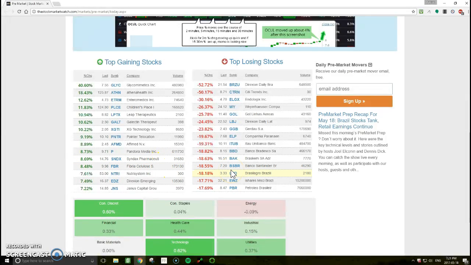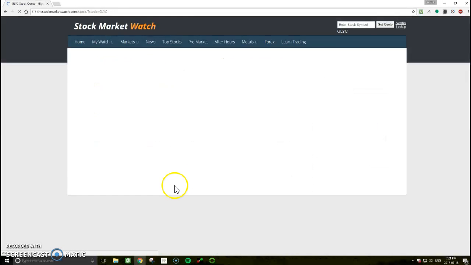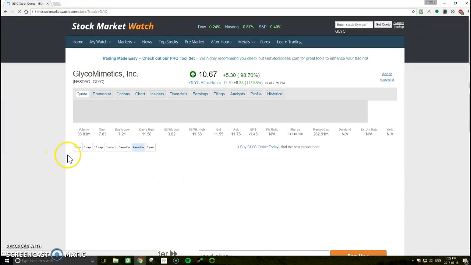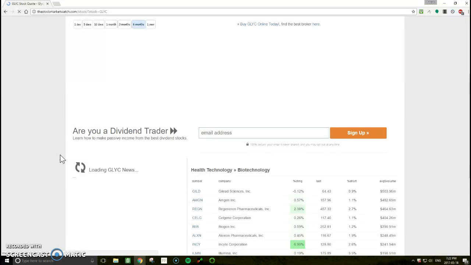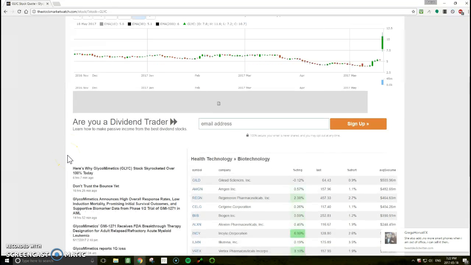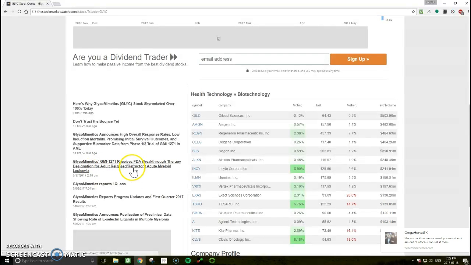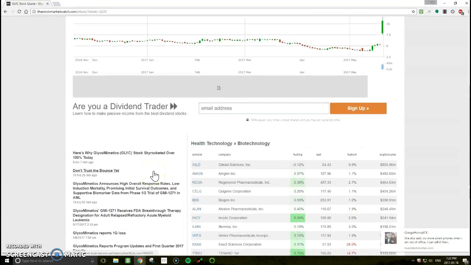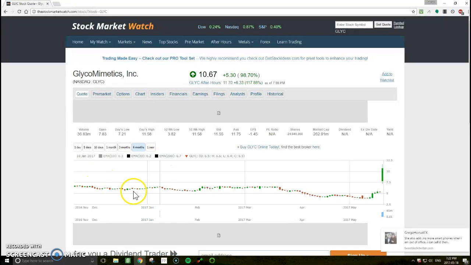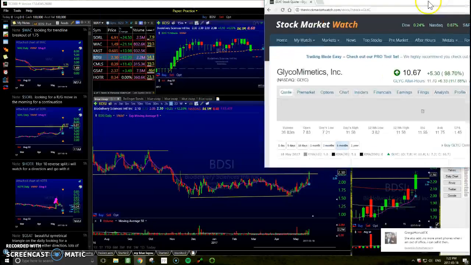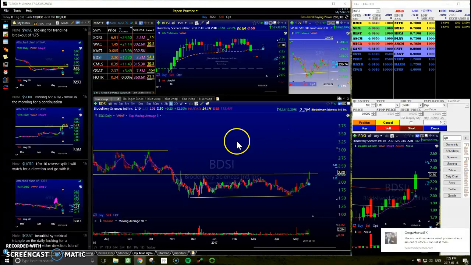So you need to do your due diligence on stuff. When you see big gappers, do your due diligence, take a look, and we're going to use GLYC as an example. You're just going to click on the news and see why it was running. On this one, it started running after hours because they had some FDA breakthrough therapy. It's obviously a biotech. So that's why you would take a look at that, and then you're going to pull up the chart on your actual charting software.